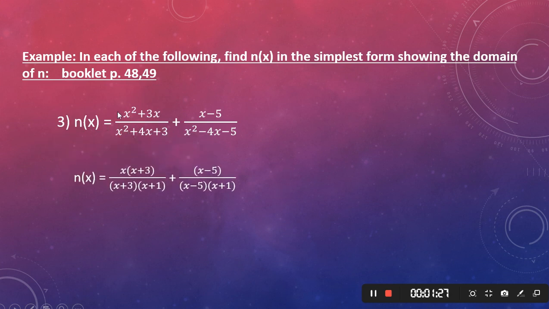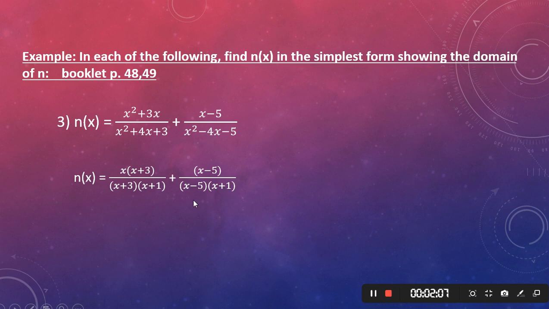First, factorize x squared plus 3x. I will take out x as the highest common factor: x times (x plus 3). Down, x squared plus 4x plus 3 can be factorized to (x plus 3) times (x plus 1), plus (x minus 5) over this, which can be factorized to (x minus 5) times (x plus 1). Before cancelling any common factors, we have to find the domain of the two fractions together.